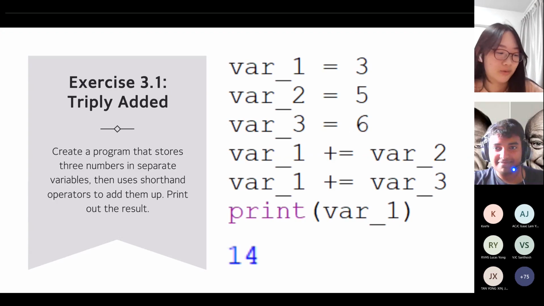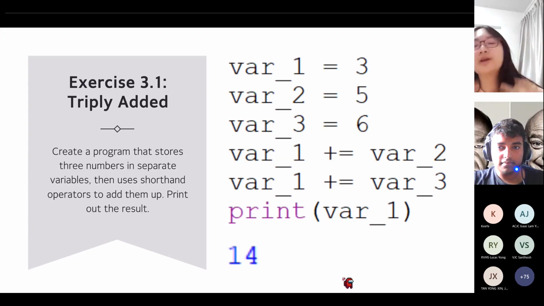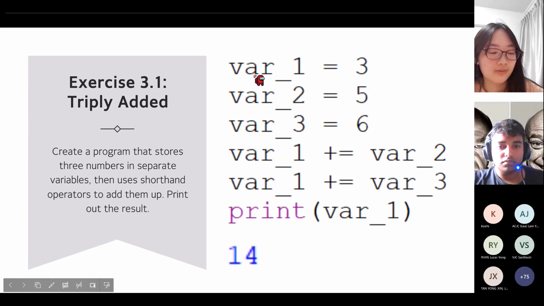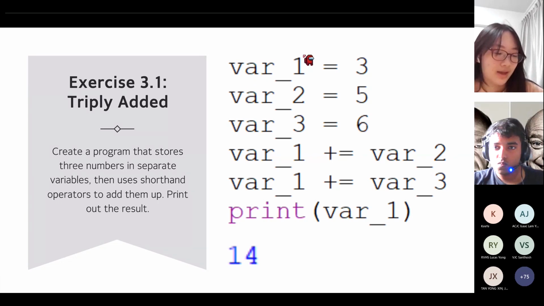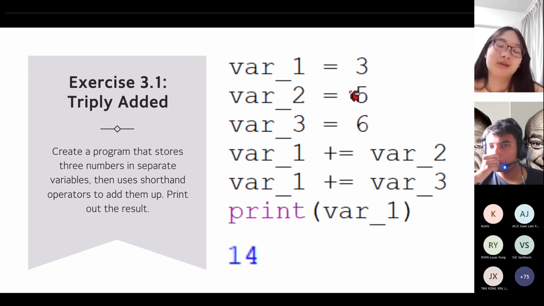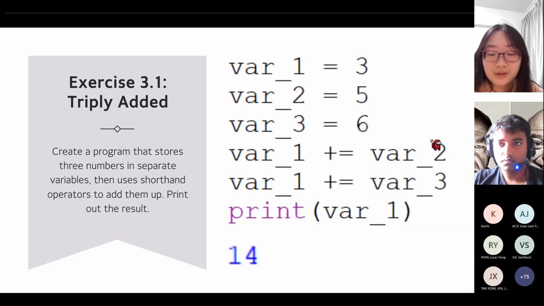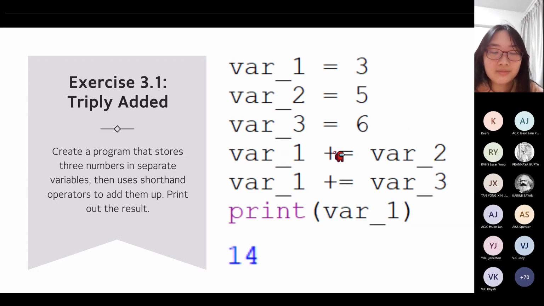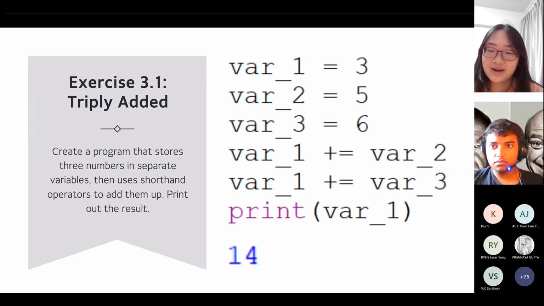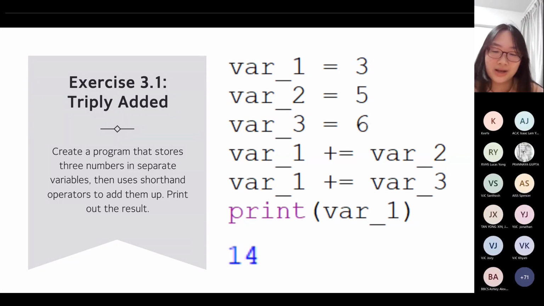And here is an example of what you can do. Firstly, we create the three variables. Variable 1 equals 3. And then variable 2 equals 5. Variable 3 equals 3. And then you just add variable 2 to variable 1. Using the shorthand operators, you just write variable 1 plus equals variable 2. And this adds variable 2 to variable 1. And you do the same with variable 3. So variable 1 plus equals variable 3. And in the end, you have added up all of variable 1 to 3 together in variable 1.